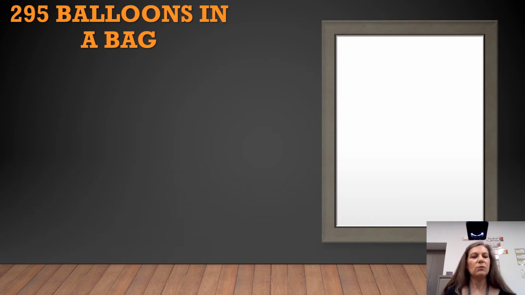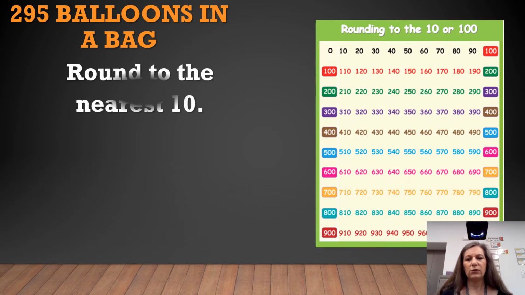So let's practice some more. If we had 295 balloons in a bag, we would want to start off by using a number chart. So if we were going to round this number of balloons, and we didn't want to know the exact amount of balloons that we had, but maybe we wanted to know about how many balloons we had, an accurate close estimate would be to the closest 10.